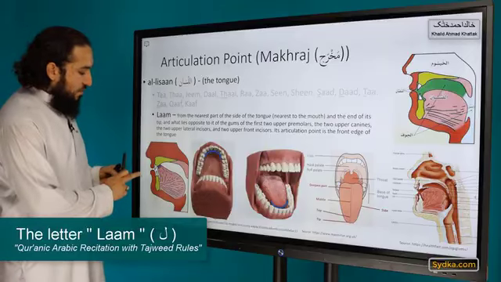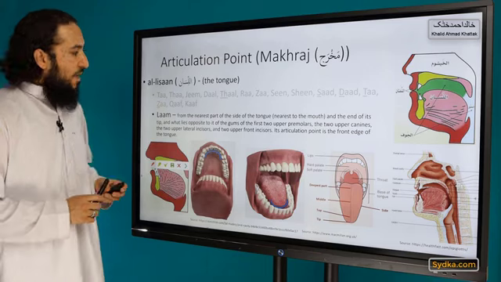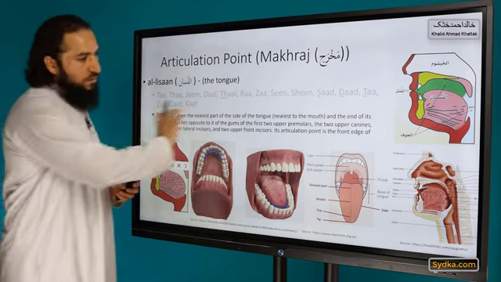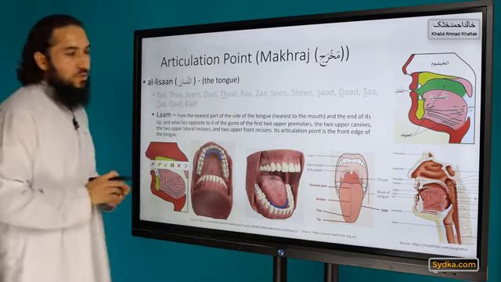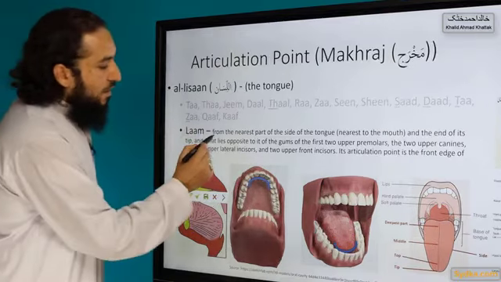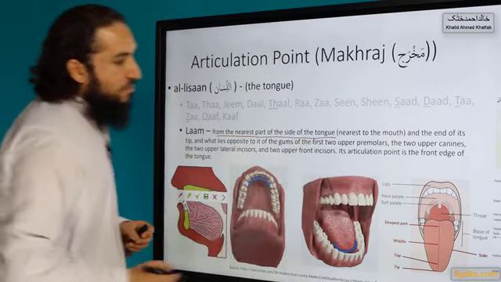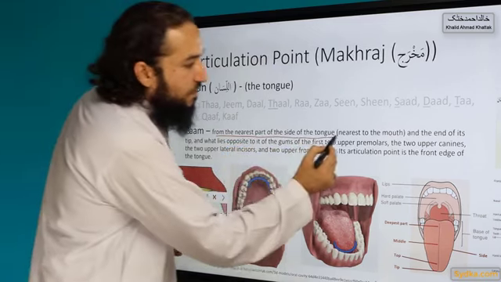So what is its articulation point? It is one of the tongue letters, lisan letters, and the articulation point is quite detailed, but I'll explain it to you one by one, point by point. Okay, so the nearest part of the side of the tongue is the nearest part, and nearest to the mouth.